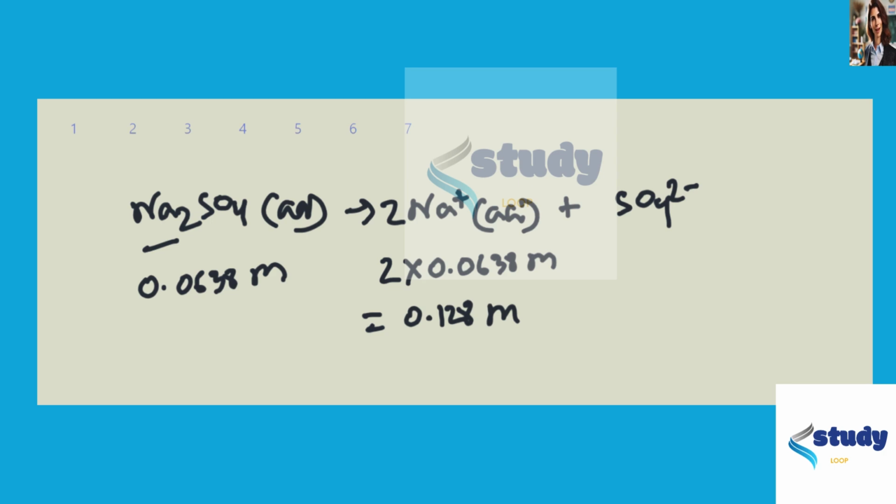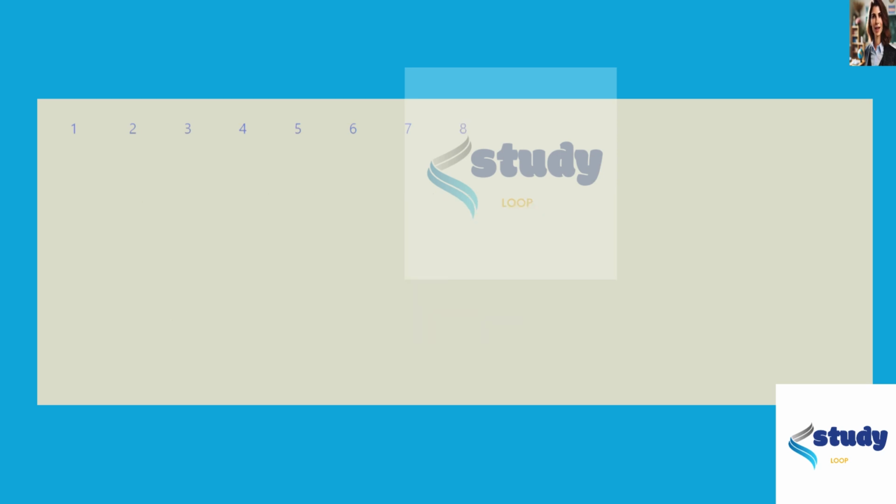And the sulfate ion concentration will be like this, because from 1 molar Na2SO4 we have 1 molar sulfate produced. That means the sulfate ion concentration will be same as the sodium sulfate concentration. Now we have to find out the concentration of the ions present in KCl. So we just utilize the same process.